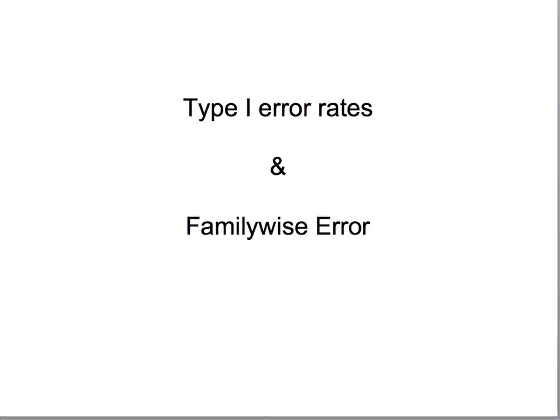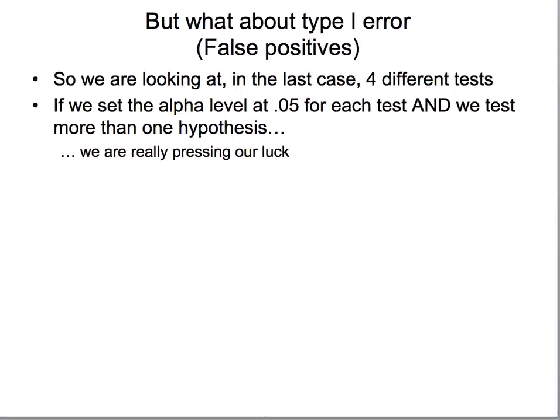I say that a treatment works when it doesn't. I say that my brain grain pill works, but it doesn't, right? I say that there's a wolf and there's not. I say that somebody committed a crime and they actually didn't. Now, if I set my alpha level at 0.05 for each test, it means that I have a 5% chance of getting a false positive each time I run that test. So if I keep going, I'm really pressing my luck.